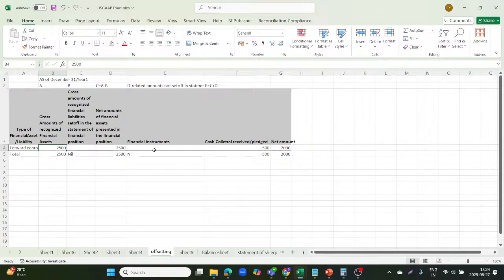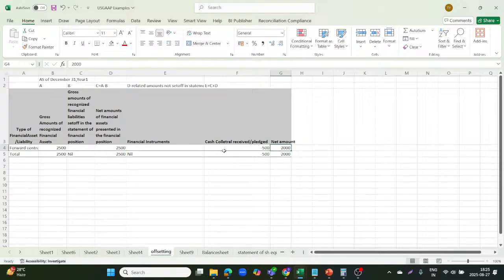Like in this example, the net amount is 2000. One forward contract was there, the gross amount of that recognized financial asset was 2500, and you don't have a financial liability, so the net amount will be 2500. There were no financial instruments like derivatives, ESOPs and all. Then you have cash collateral received or pledged, that is negative, minus 500. So 2500 minus 500 leads to a net amount of 2000.